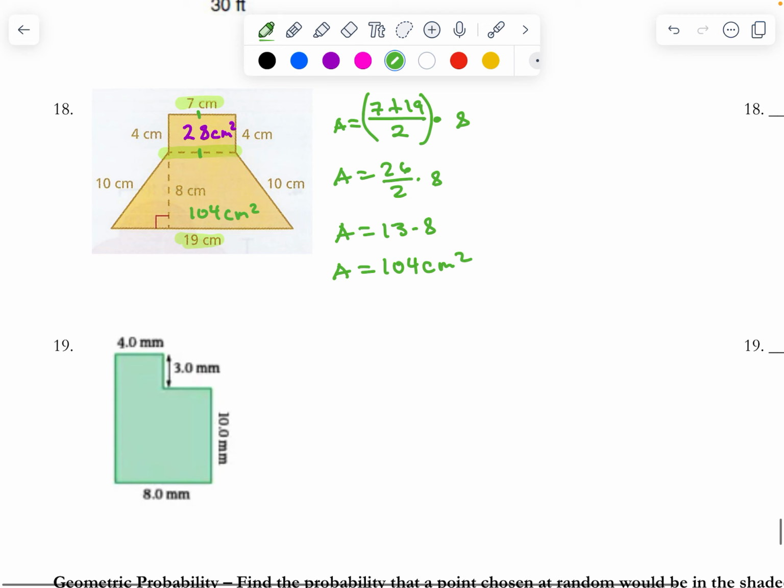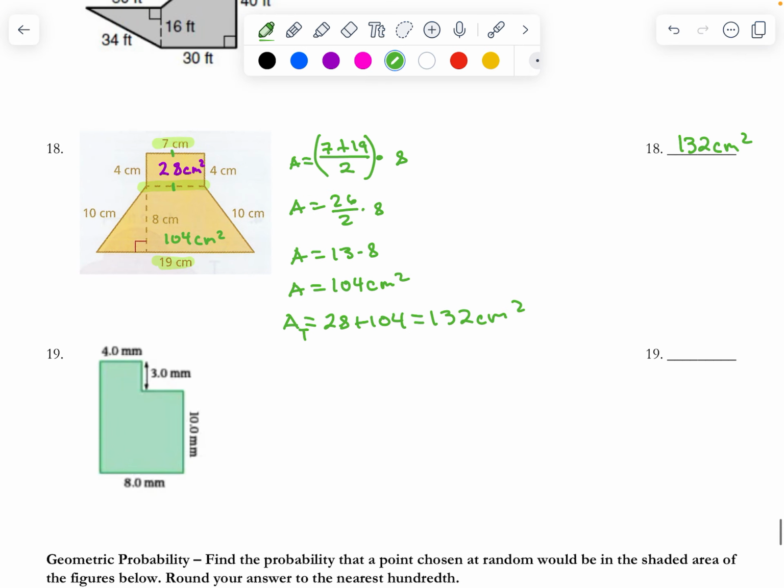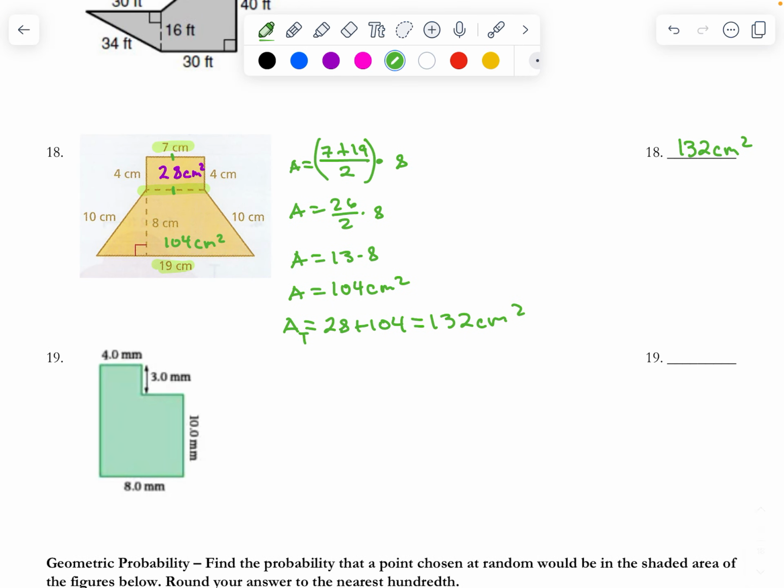So now I'm going to take this total, and the area of the total is going to be 28 plus 104. That gives me 132 centimeters squared, and we are done. So for number 18, 132 centimeters squared. Stay there for 1 second.